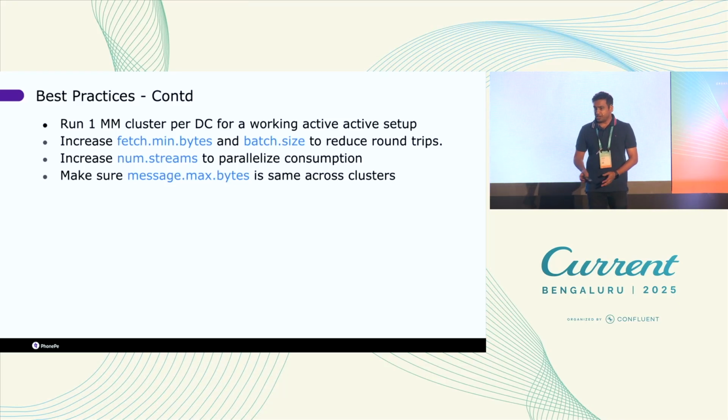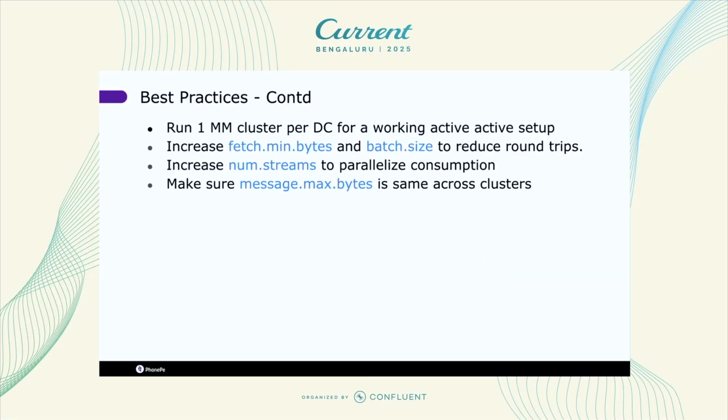These are the few configurations you should know about if you are facing any replication lag, or to increase the throughput of your MirrorMaker cluster. You should look at increasing fetch min bytes and batch size to reduce round trips. You should increase num streams if your consumption is too low.